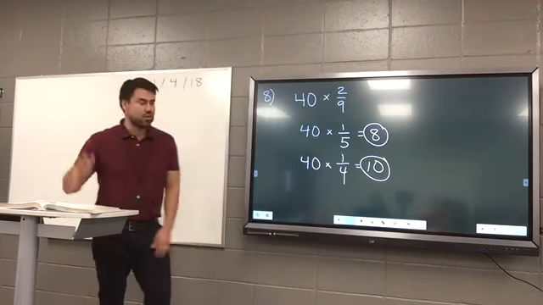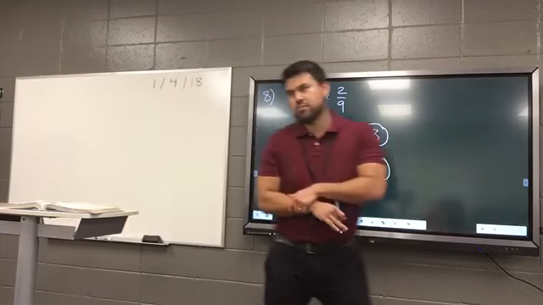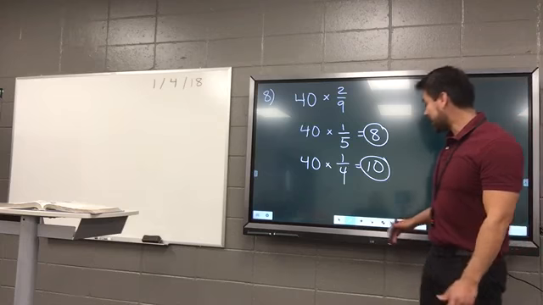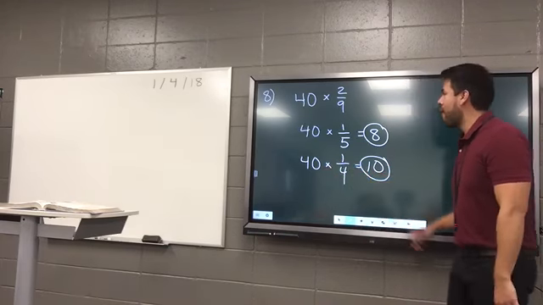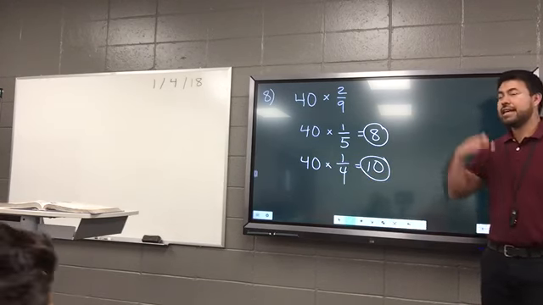Anyone else do something? Yep, John? Didn't you, like last time we did one like this, you rounded to 0, half, or 1, and it was closest to 0. So couldn't you do 0? Yes. I mean, you could technically do that. You'd get 40 times 0. It's not the closest, but still, it gives you a good estimate.